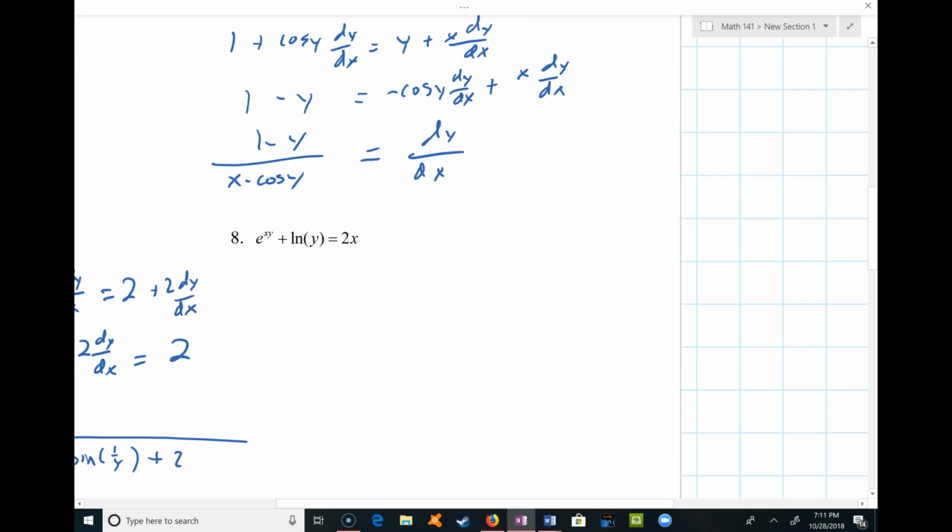Take the derivative of the left side, that e to the xy. Of course, the derivative of that is just e to the xy times the derivative of xy, and that's going to require the product rule. So that would be 1 times y plus x times the derivative of y, which would be dy dx. And then the derivative of ln y would be 1 over y dy dx. And on the right side, we just have a 2.